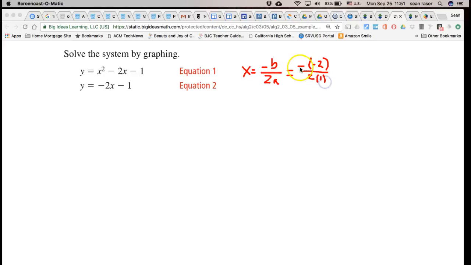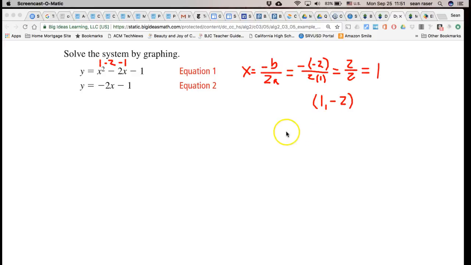So here the negatives are going to turn into a positive. So we get 2 over 2 times 1, which is 2 over 2, which is 1. So our axis of symmetry is at 1. Now, to figure out what our y value is, we just plug 1 in for x. So we're going to get 1 minus 2 times 1, which is 2, and then minus 1. So we get 1 minus 2 is negative 1, minus 1 is negative 2. So our vertex is going to be at (1, negative 2).